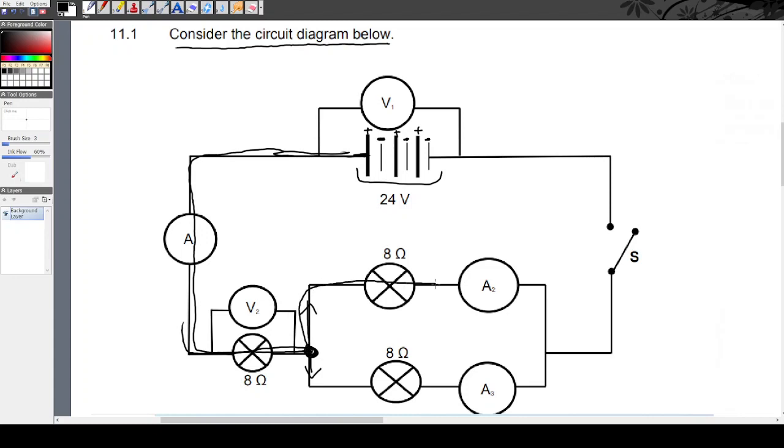Some of the water will flow here, meaning some of the current will flow through A2 and the 8 ohm resistor, and another current, meaning another water, will pass through this 8 ohm resistor and A3, and then they will combine at this point again. The water from A2 and the water from A3 combines at this point, meaning the current from A2 and the current from A3 combines at this point, and it joins, meaning it becomes the same current that got in on this side. I hope it makes sense.